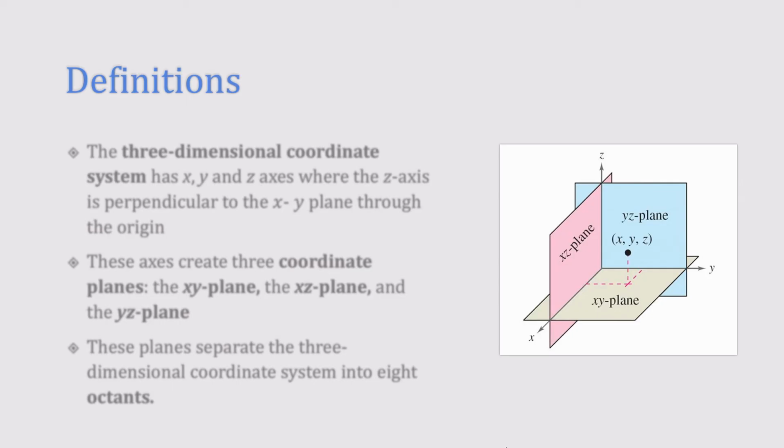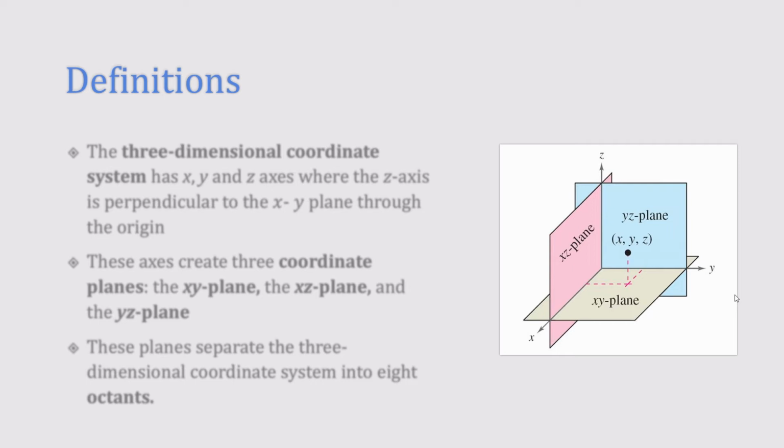Some definitions for you. The three-dimensional coordinate system has x, y, and z axes, where the z-axis is perpendicular to the xy plane through the origin. These create three coordinate planes: the xy plane, the xz plane, and the yz plane. And these planes separate the three-dimensional coordinate system into 8 octants.